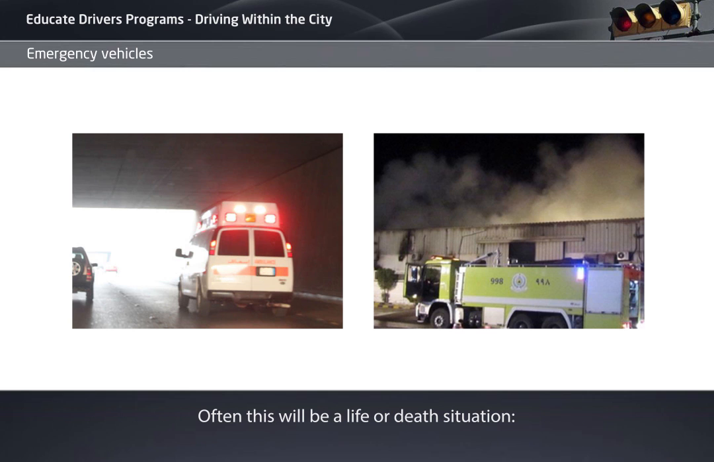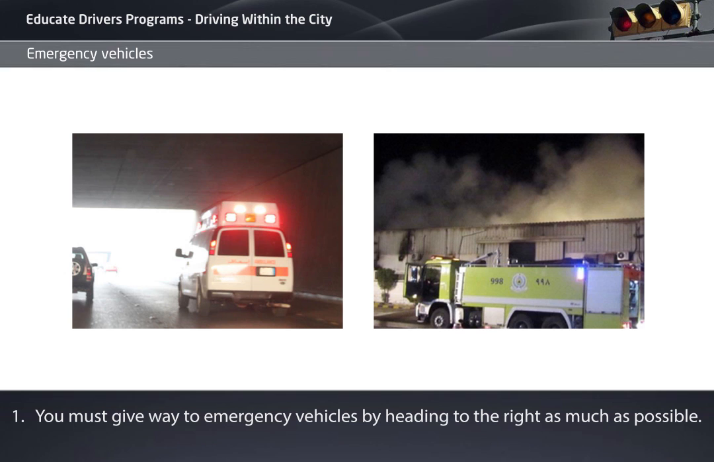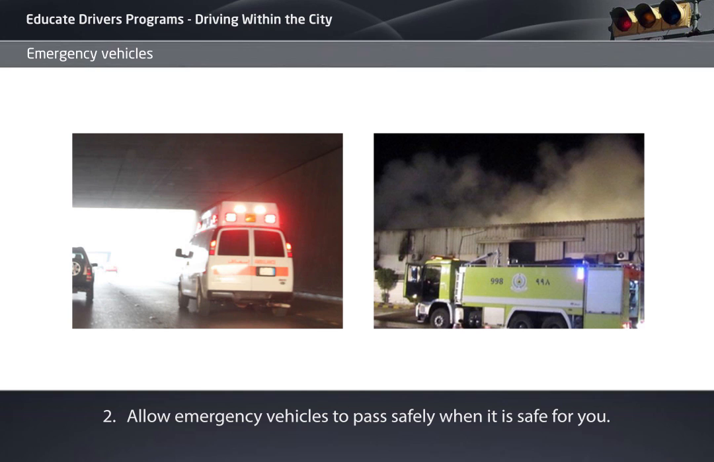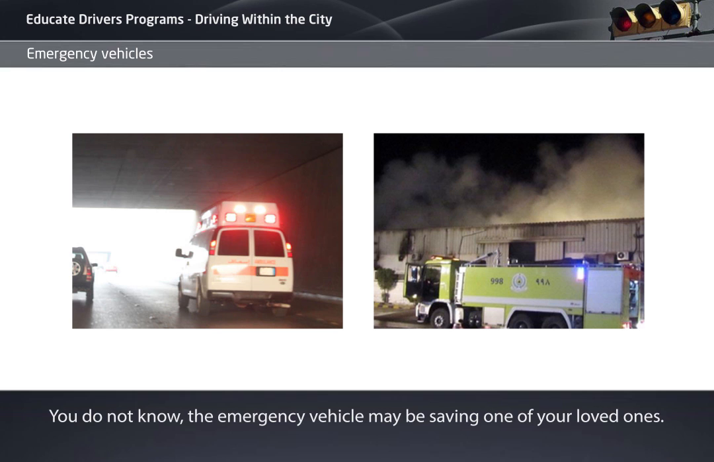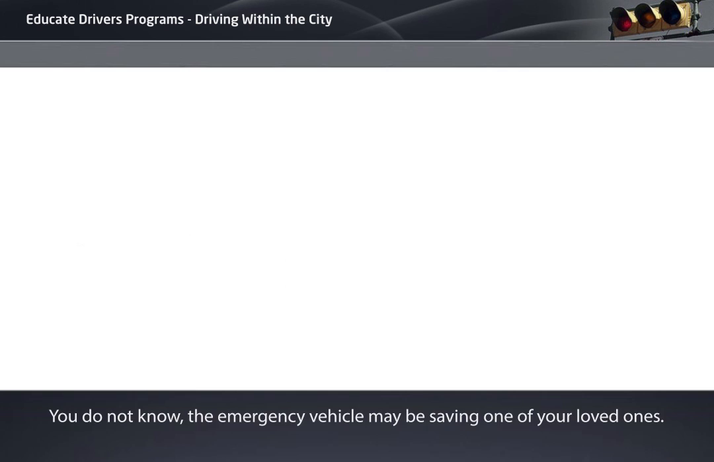39th. When an emergency vehicle is responding to an emergency situation, it will use its sirens and flashing warning lights. Often this will be a life or death situation. 1. You must give way to emergency vehicles by heading to the right as much as possible. 2. Allow emergency vehicles to pass safely when it is safe for you. You can never know. The emergency vehicle may be saving one of your loved ones.